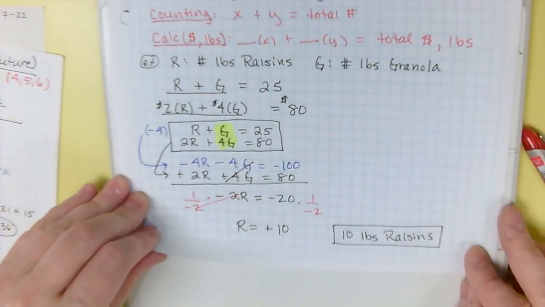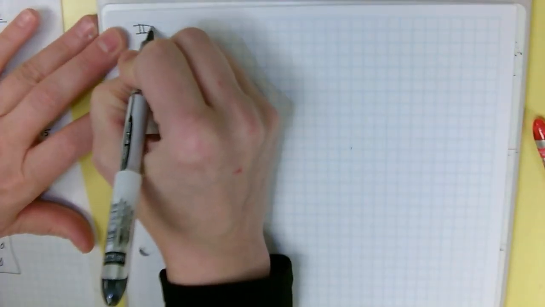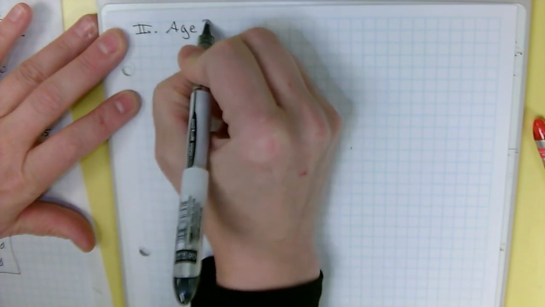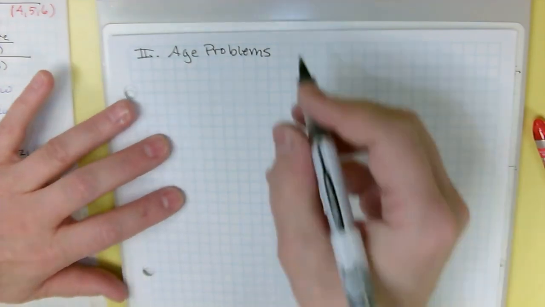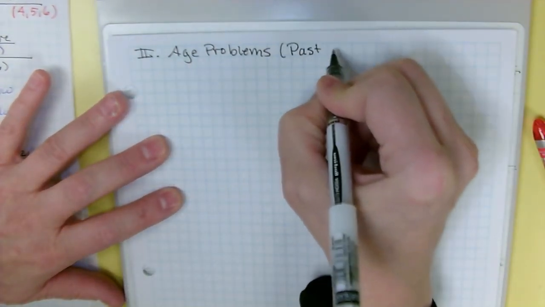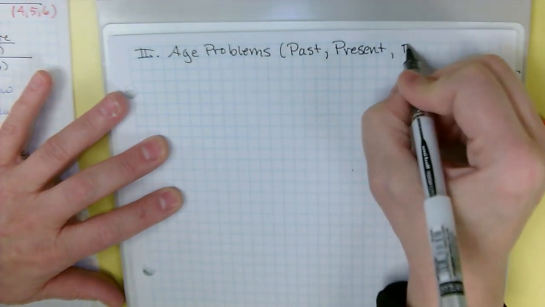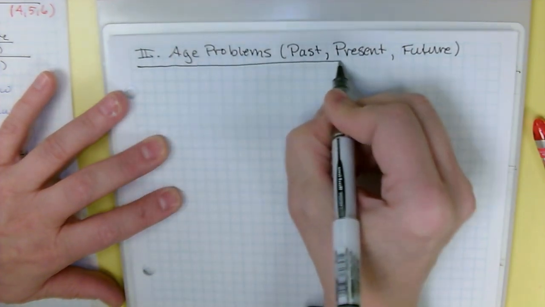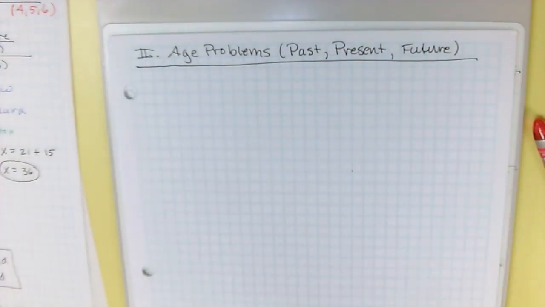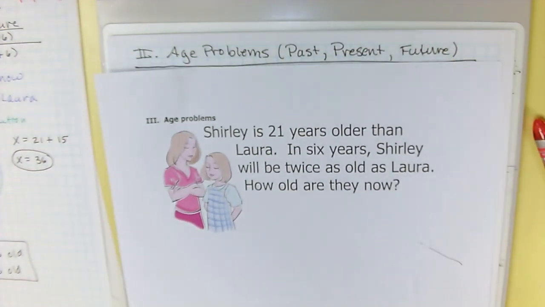All right, so flip the page. We're going to do age problems. And these age problems are really easy to spot because they're going to include past age, present age, and or future age. So they're different than just straight up age problems, which we worked on earlier this year. Okay, so it's really easy to spot an age problem.